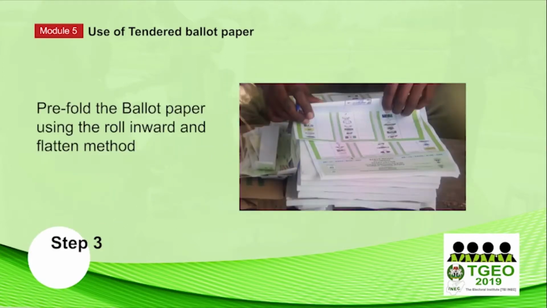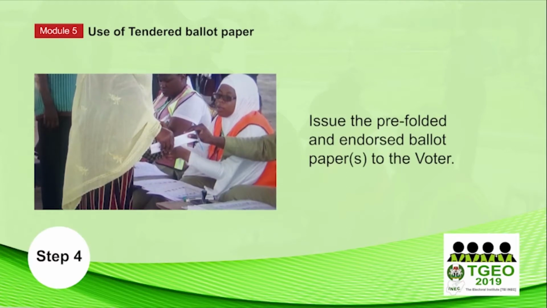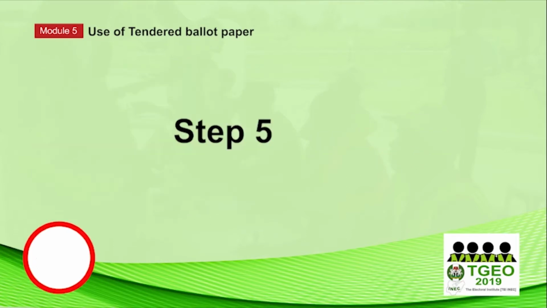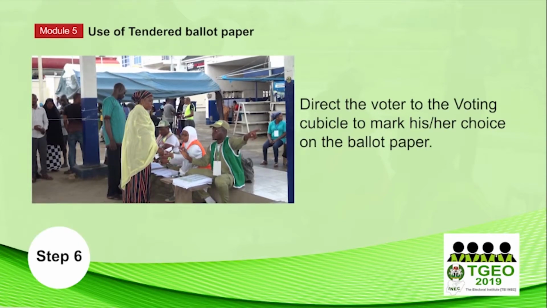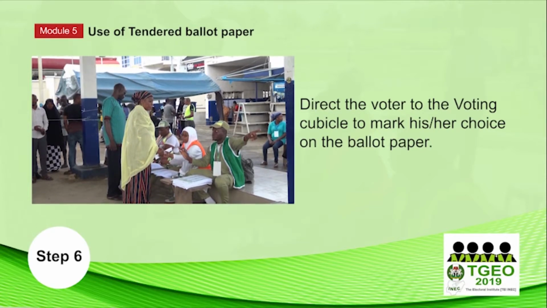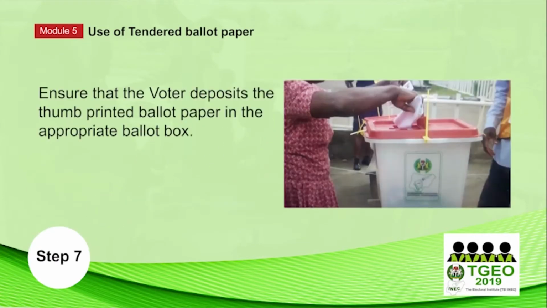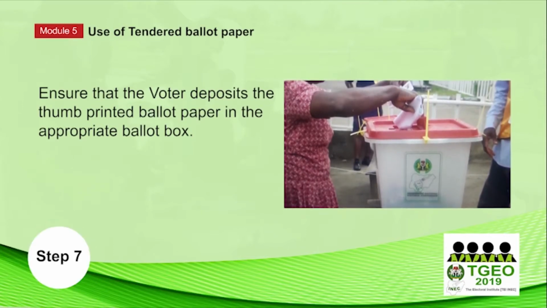Step 3. Pre-fold the ballot papers using the roll and flatten method. Step 4. Issue the pre-folded and endorsed ballot papers to the voter. Step 5. Request the voter to remove his or her cell phone or any photographic device before proceeding to the voting cubicle. Step 6. Direct the voter to the voting cubicle to mark his or her choice on a ballot paper. Step 7. Ensure that the voter deposits the thumb-printed ballot paper in the appropriate ballot box.